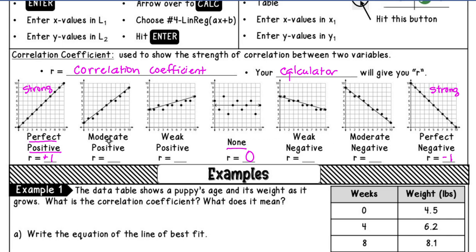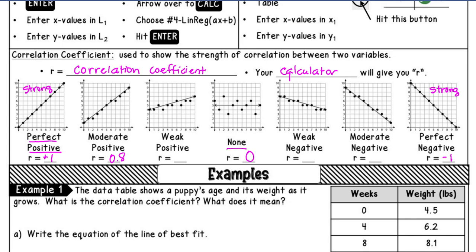Okay, so let's look at this moderate positive and weak positive. You can look at this one and you see you got some dots above and below. So it's not perfectly linear like this one. It's a little more loosey-goosey. And so it's a moderate positive, and it might have a number like 0.8.